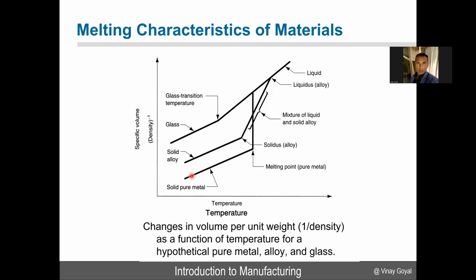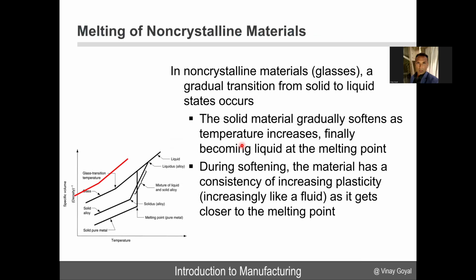And then for a solid pure metal, however, when I traverse the melting point, it will become liquid. So you can see that the specific volume and temperature response for the various materials is quite similar, but it's different, and it depends on the kind of materials we're talking about. Those melting characteristics are very important in manufacturing processes. The melting of non-crystalline materials is different.